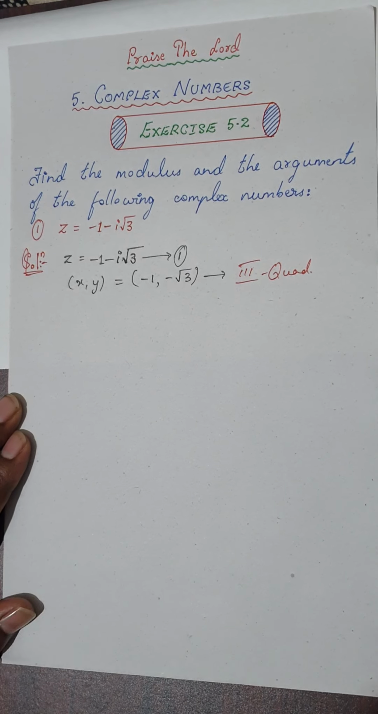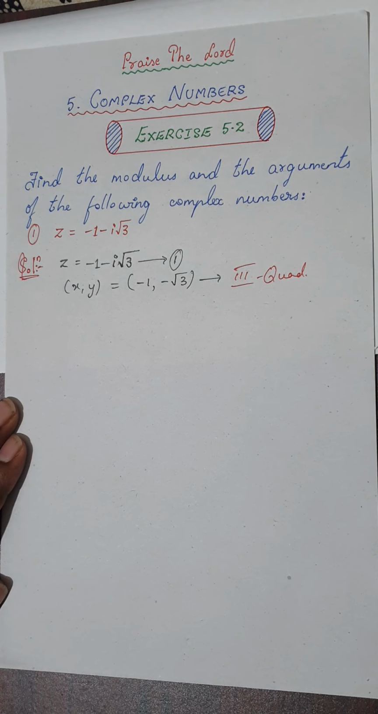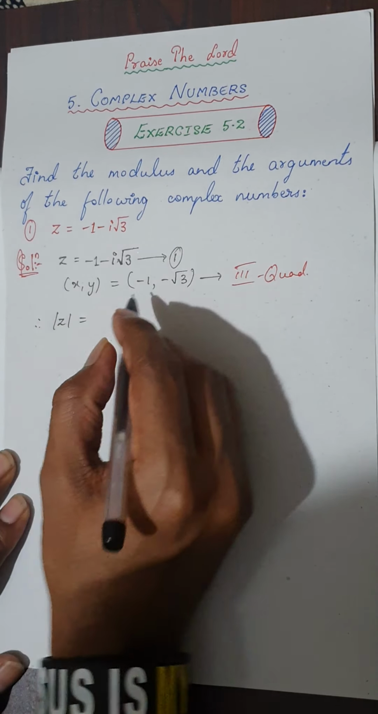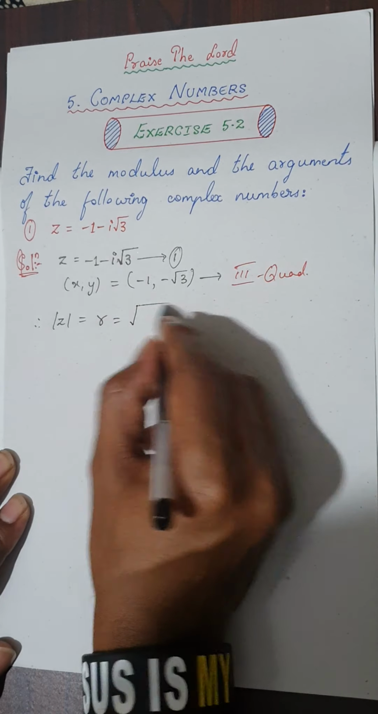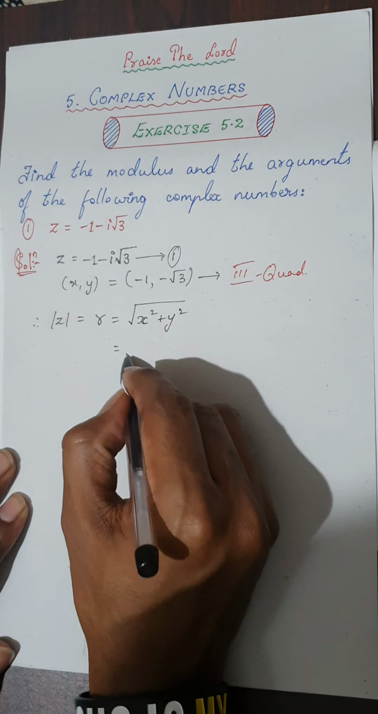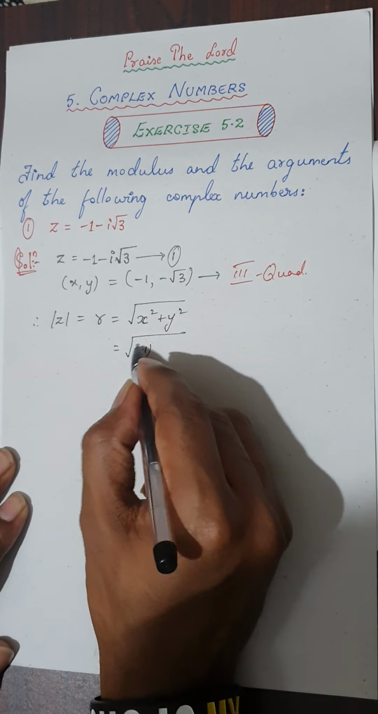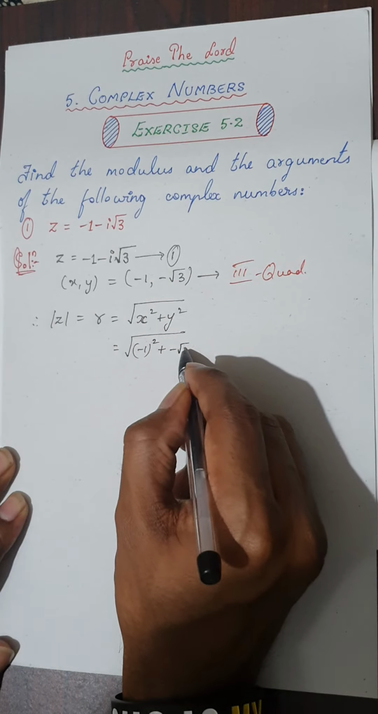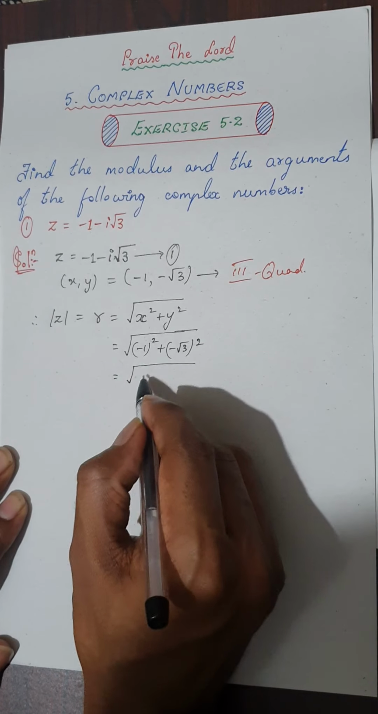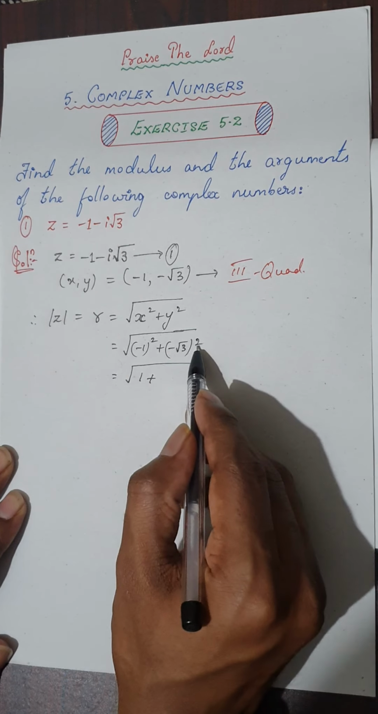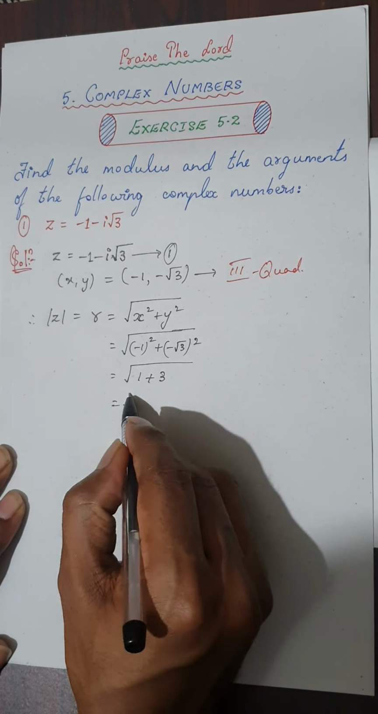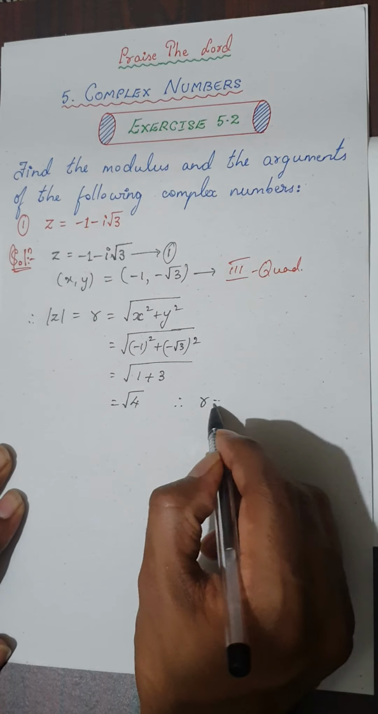Okay, so first let us find the value of r. What is r? Therefore r is nothing but the modulus of z. Modulus of z is equal to r, that is equal to the square root of x square plus y square. So that will give me the square root of, x is minus 1 whole square, plus y, which is minus root 3 whole square. This gives me the square root of minus 1 square, which is 1, plus minus square becomes positive, root 3 square becomes 3. Okay, so you get root 4. Therefore you get the value of r is equal to 2.